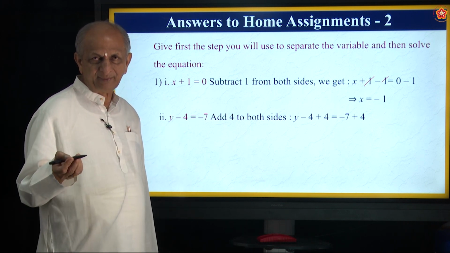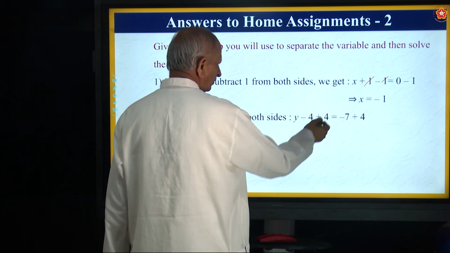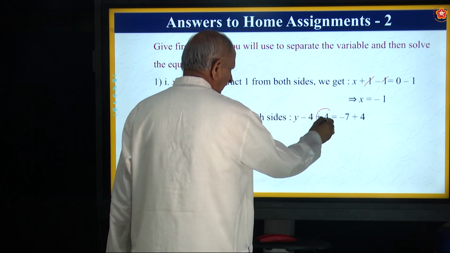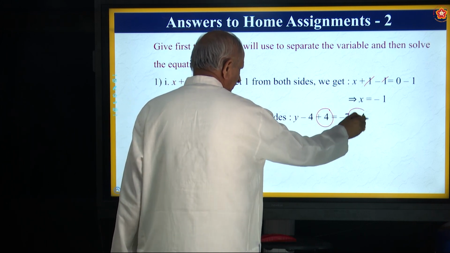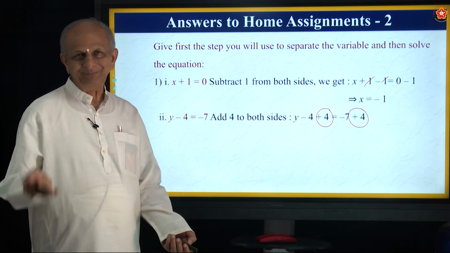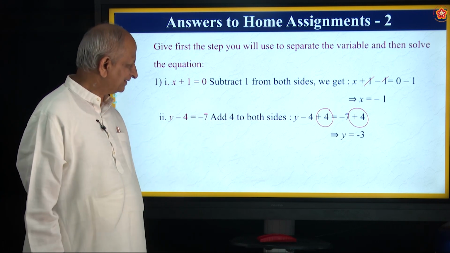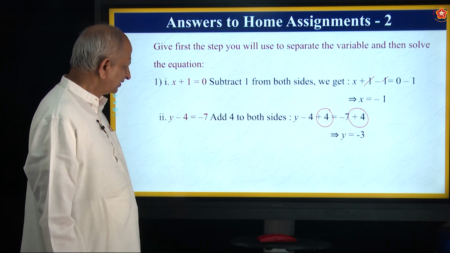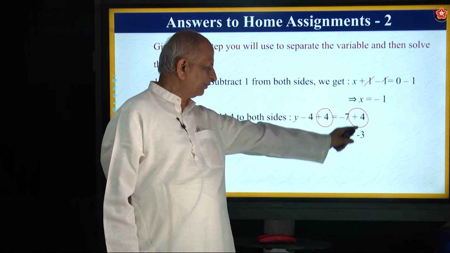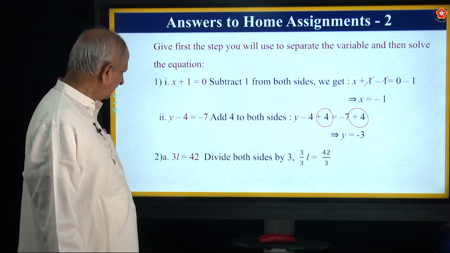How to get rid of that minus 4? You have to add plus 4. If you add plus 4 on the left hand side, you have to add plus 4 on the right hand side also. Otherwise, the balance will become imbalance. Correct? So, what is the answer then? Then y becomes minus 7 plus 4, which becomes minus 3. Correct? So, that is the second question.